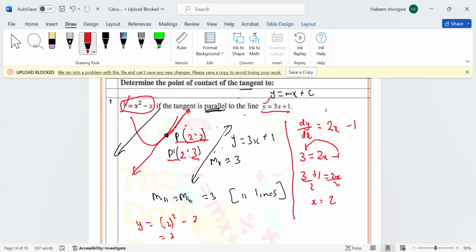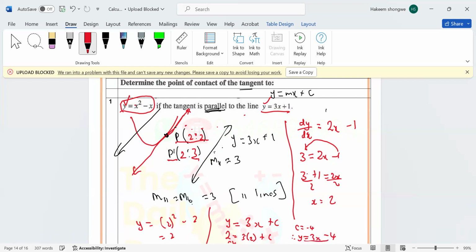So once you know the point of contact and you know the gradient, you can come and say, but now y is going to be equal to 3x plus c, which is going to be given as (2, 2). So you're going to have 2 equal to 3 multiplied by 2 plus c. Then 3 multiplied by 2 gives us 6. You take this one to this other side, and you're going to have minus 4, which is going to be c. Okay, we have c, which is going to be minus 4. Therefore, our equation is going to be y is equal to 3x minus 4.